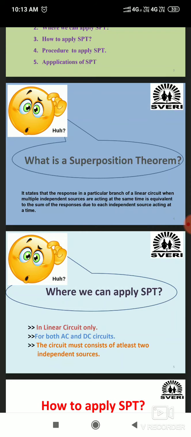is equal to the algebraic sum of responses caused by individual sources acting alone while all other sources are non-operative.